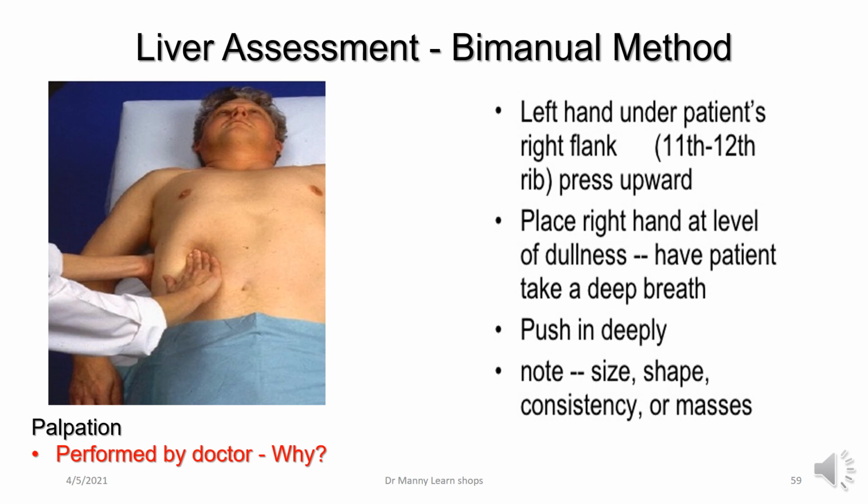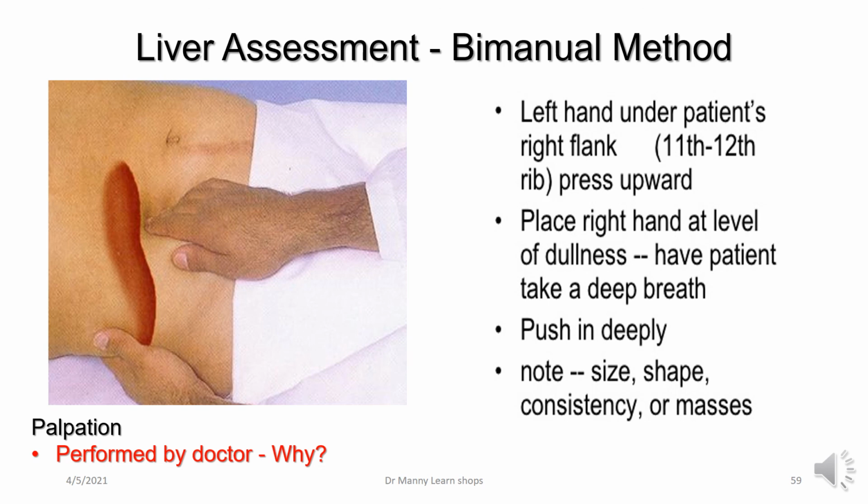When you do liver assessment, you can also use the bimanual method. In the bimanual method, the left hand is under the patient's right flank, which is approximately the 11th and 12th rib, and you press upwards. You'll see that demonstrated in the video. The right hand is placed at the level of the dullness, and the patient takes a deep breath. Typically the doctor pushes in deeply, and you note the size, the shape, and the consistency of masses. It's performed typically by doctors, so don't get distressed. This requires expert intervention. The liver is identified, and the size and the shape is noted.